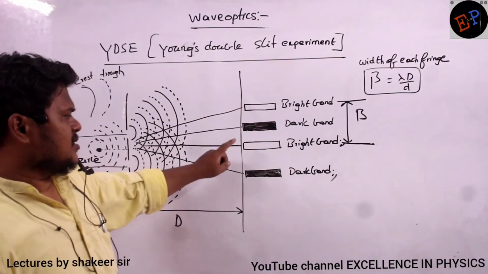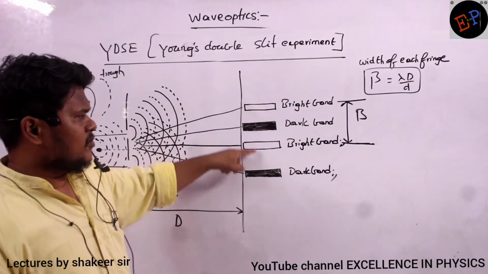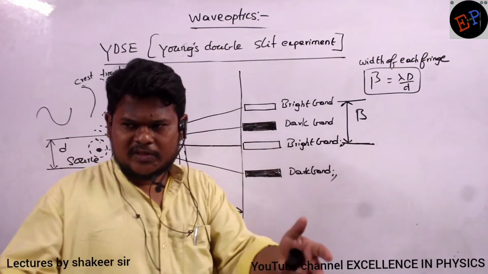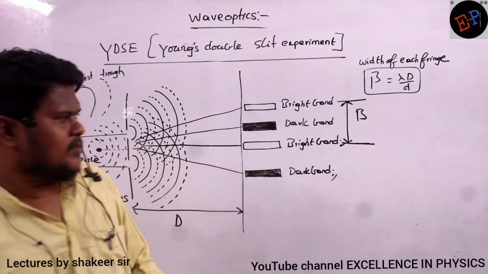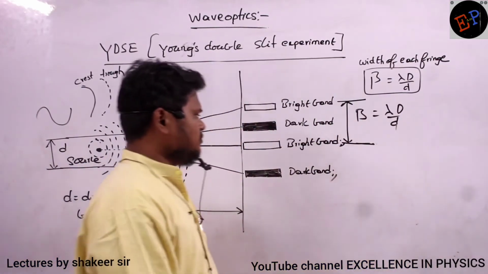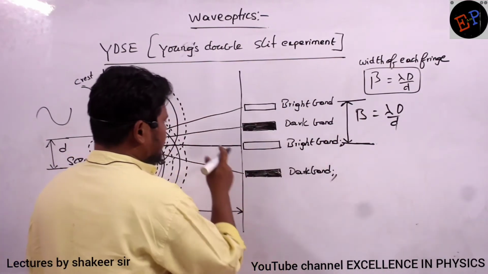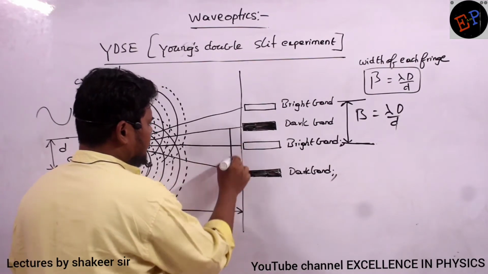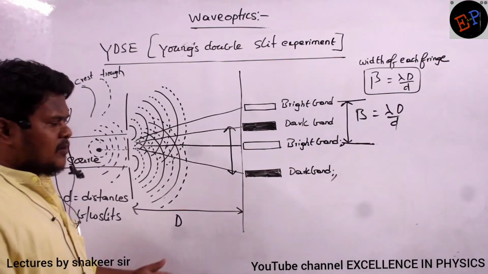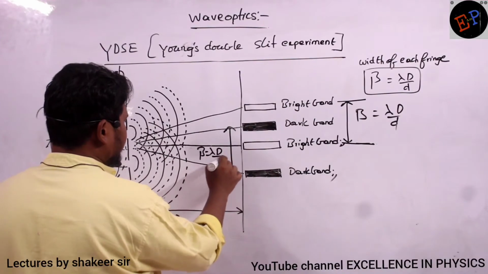So this is the center of the screen, where the first bright band is formed. Next bright band is at how much distance? Next bright band is at a distance of beta. That is also called the width of the band. And its value is lambda D by d. Similarly, can you say what this distance is? Distance between two dark bands, or width of a dark band, is the same. So this is also beta equals lambda D by d.